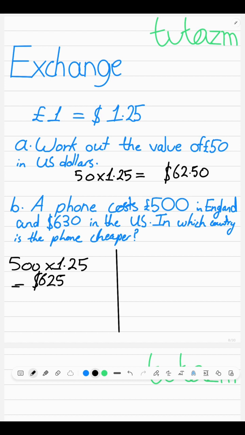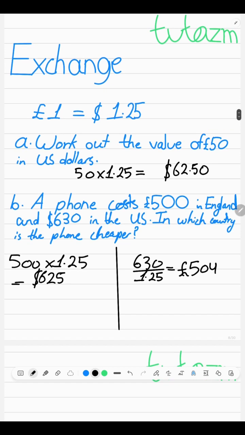We could do it the other way by converting $630 into pounds. So we do 630, but in this case we divide by 1.25, and what that would give us would be 630 divided by 1.25 is 504 pounds. So again, it is cheaper in England because it only costs £500, so it's £4 cheaper than the United States.